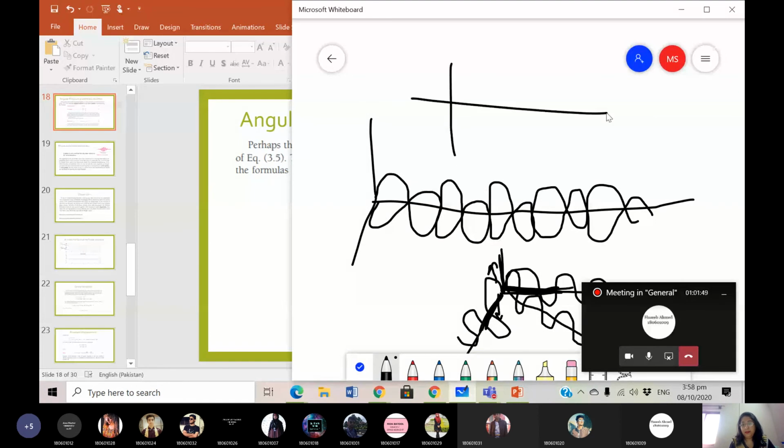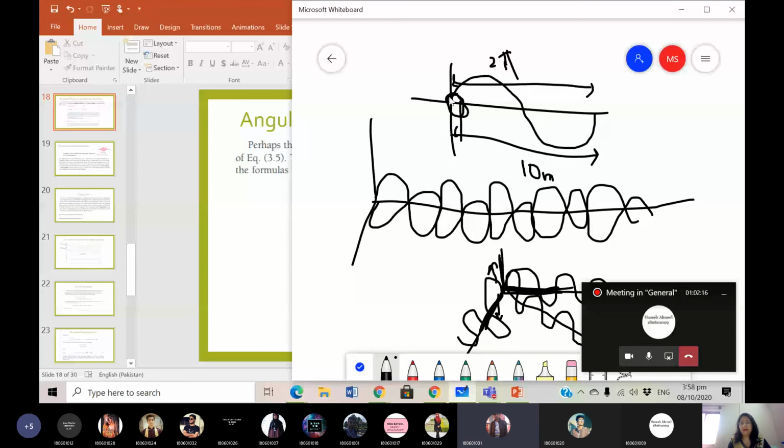For example, if this is our wave and this is 10 meters, we know that this 10 meters corresponds to 2 pi radians. Yes? So in 1 meter, how many radians have we covered? That's what they're saying. That's what k is.